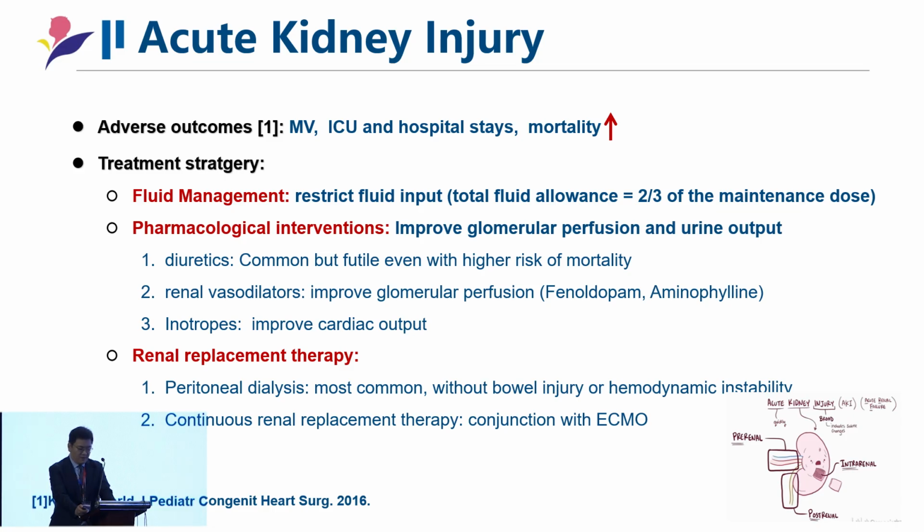Fluid management often involves restricting total fluid intake to 2/3 of the maintenance volume to prevent fluid overload. Although diuretics are commonly used, they are frequently ineffective and may be associated with higher mortality. In contrast, renal vasodilators and inotropics can improve glomerular perfusion by enhancing cardiac output, thereby mitigating the AKI. PD remains the preferred renal replacement therapy, as it avoids bone injury and hemodynamic instability.